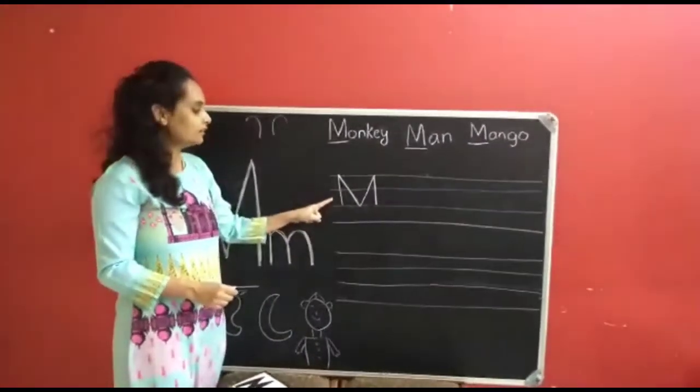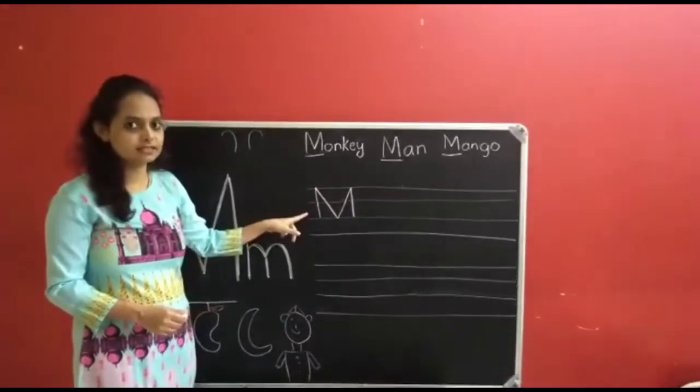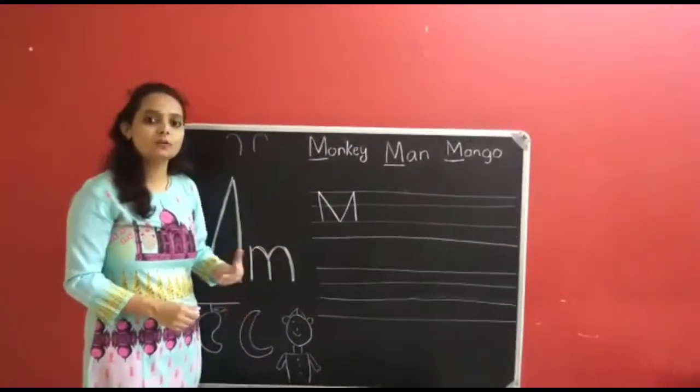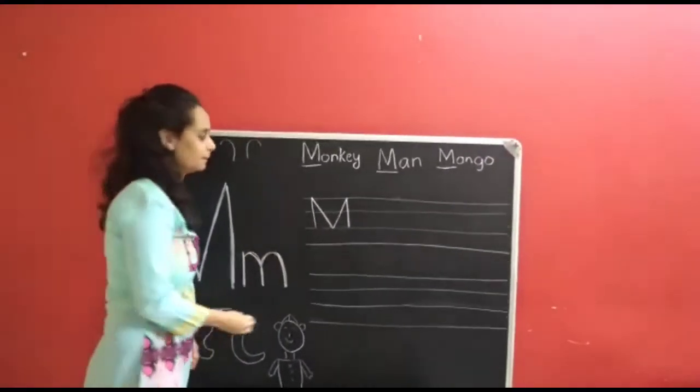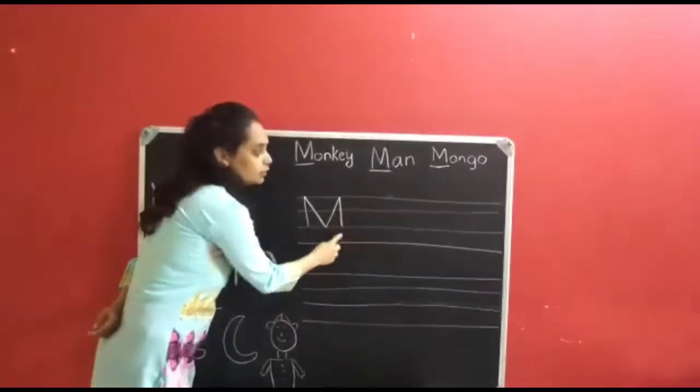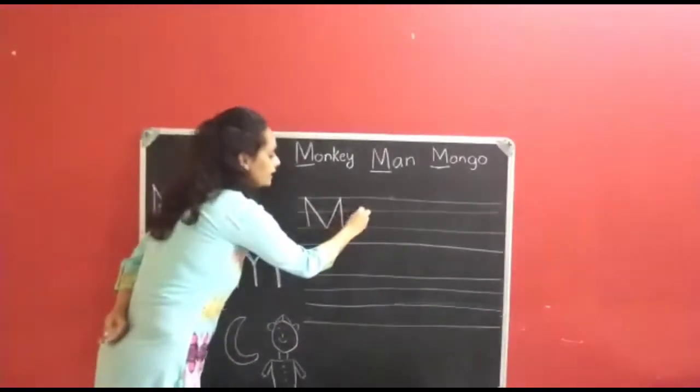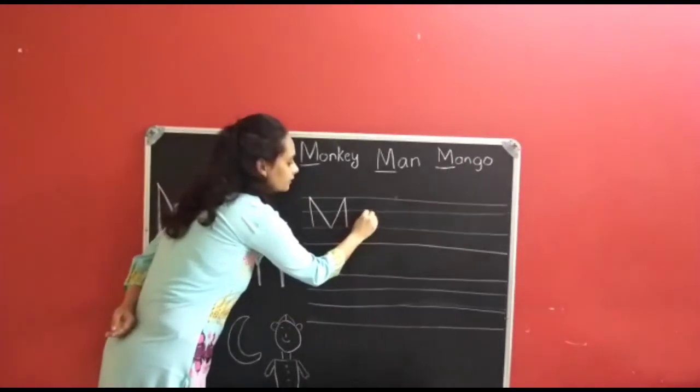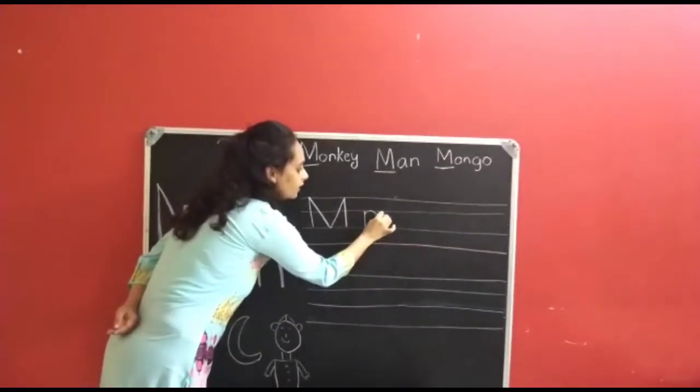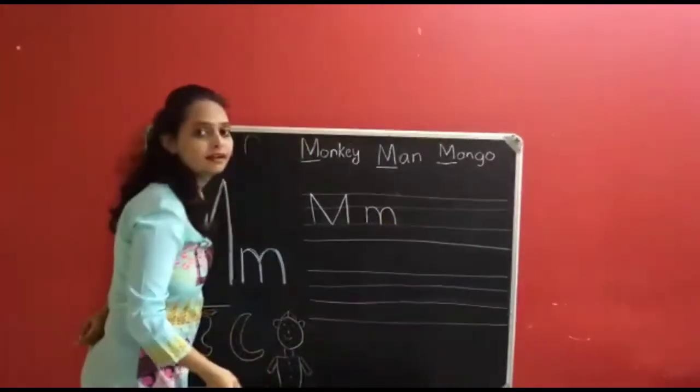So children, this is letter M. This is capital letter M. So now we are going to learn small letter M. Small letter you have to write on the blue line. Standing line, curve and curve. It becomes letter M.